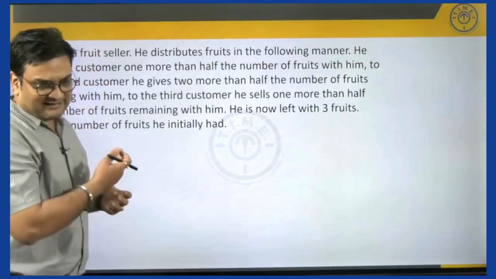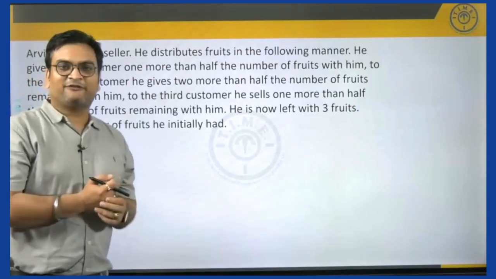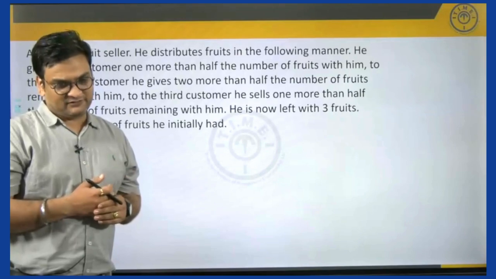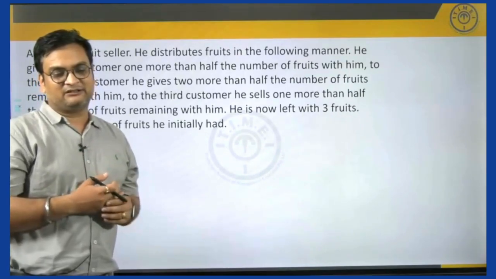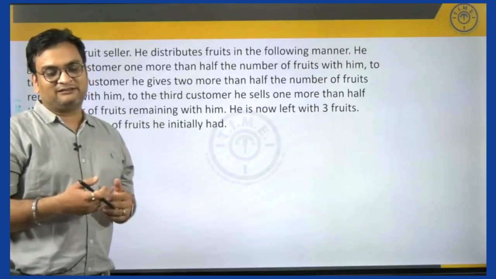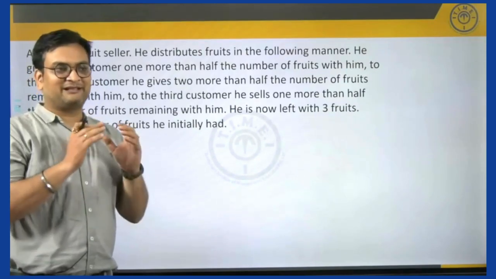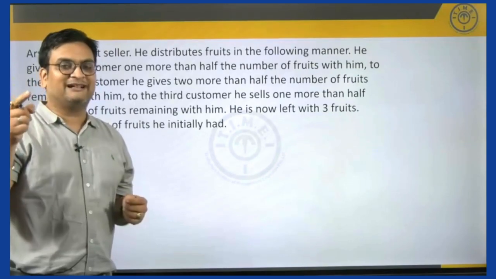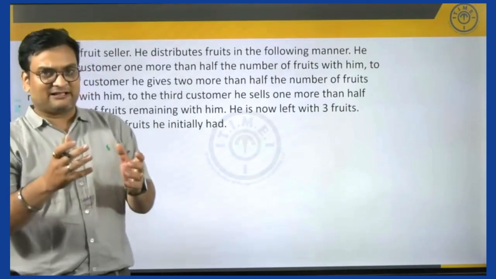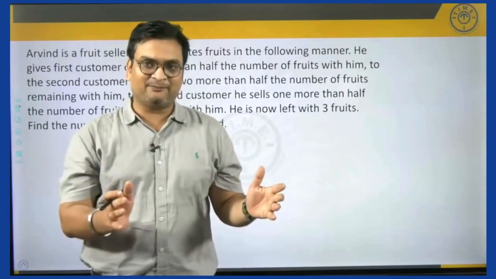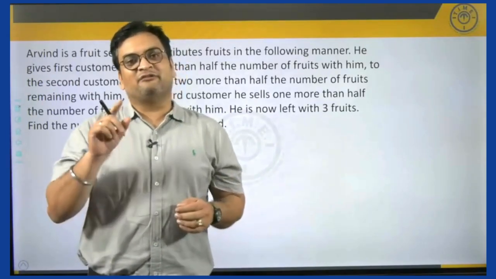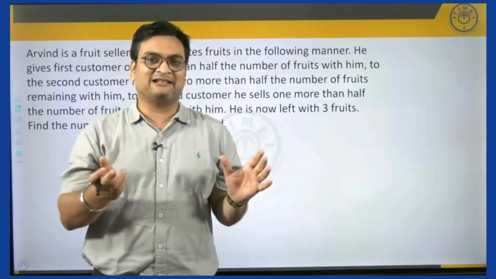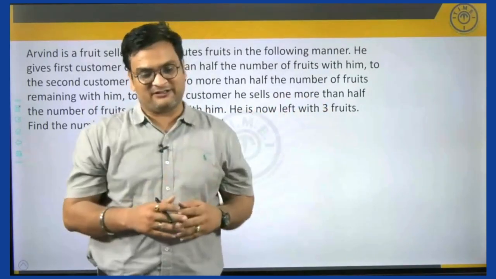It says, Arvind is a fruit seller. He distributes fruits in the following manner. He gives the first customer one more than half the number of fruits with him. So, basically selling to the first customer. How is he selling? He is giving one more fruit than half the number of fruits with him. For example, if Arvind had 10 fruits, to the first customer he will give one more than half. Now, what is half of 10? 5. One more than that? 6. So, he is selling 6 fruits to the first customer.